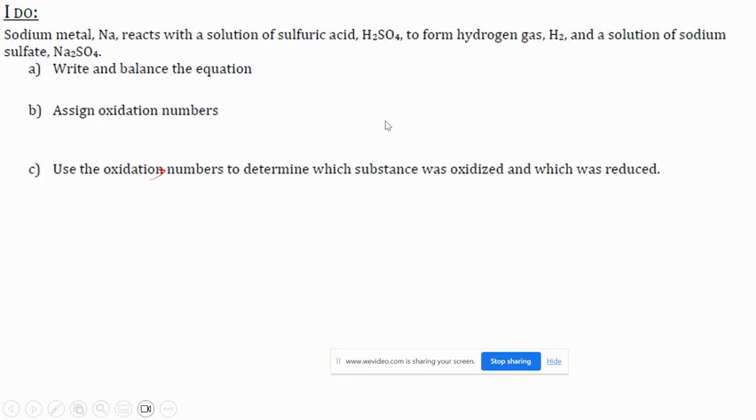All right. Sodium metal. Oh, where did that stuff come from? That was on the previous slide. That should be showing up here. There. Okay. Sodium metal is going to react with sulfuric acid. We're forming hydrogen gas and a solution of sodium sulfate. Write the balanced equation. Okay, so we've got sodium.